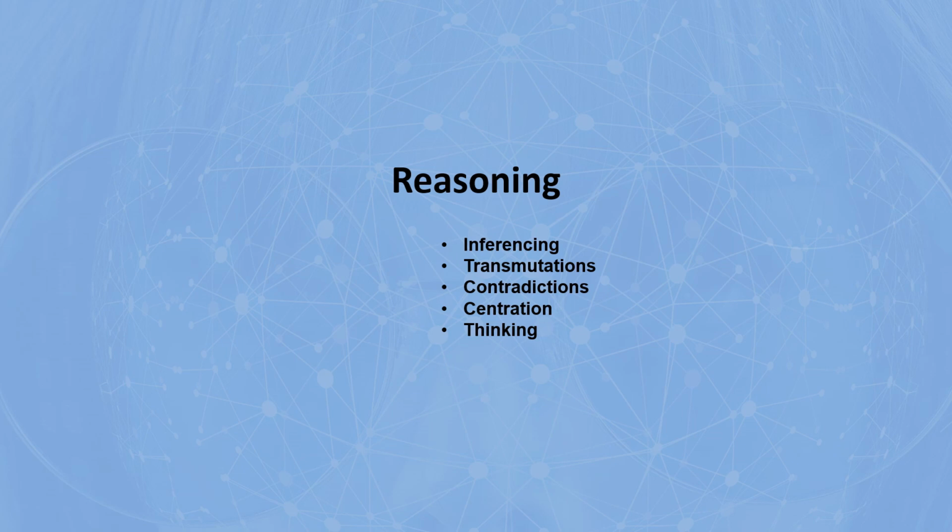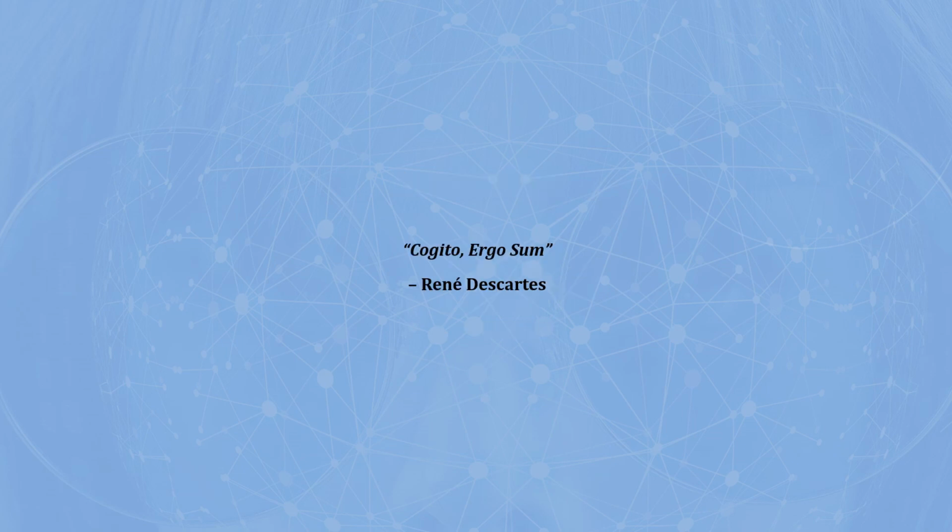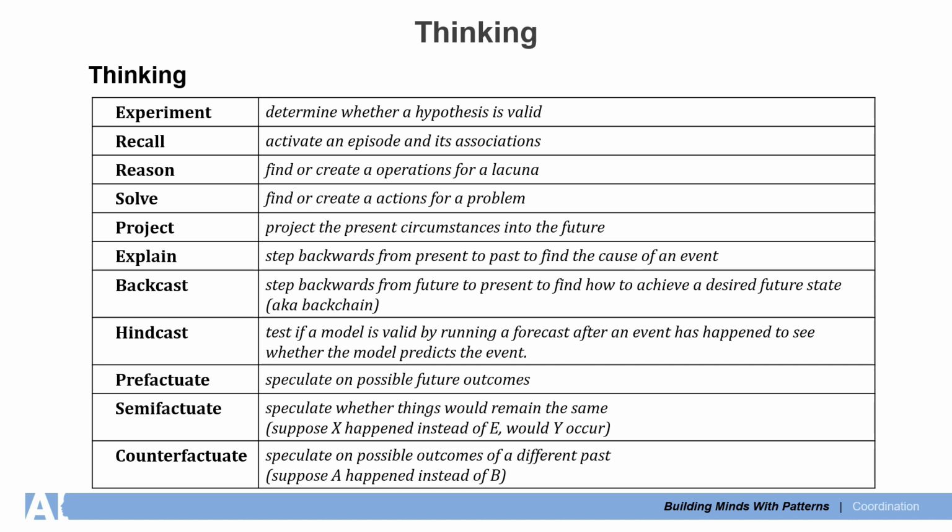Thinking. Cogito ergo sum. René Descartes. There are several kinds of thinking. Experiments determine whether a hypothesis is valid. Recall activates an episode and its associations. Reasoning finds or creates operations for a lacuna. Solving finds or creates actions for a problem.